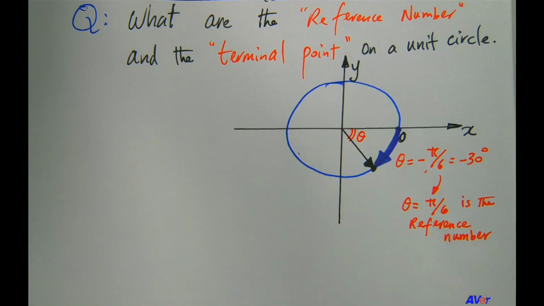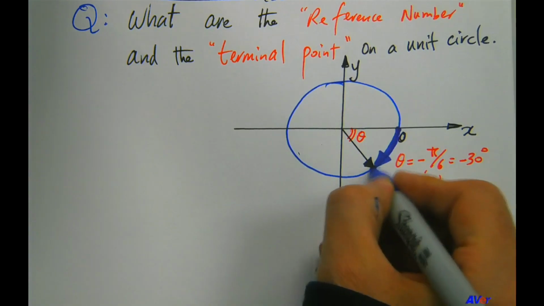So what's the terminal point? The terminal point is, of course, that end point where the angle stops, right there.